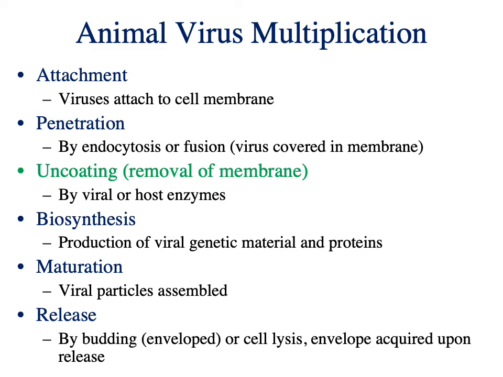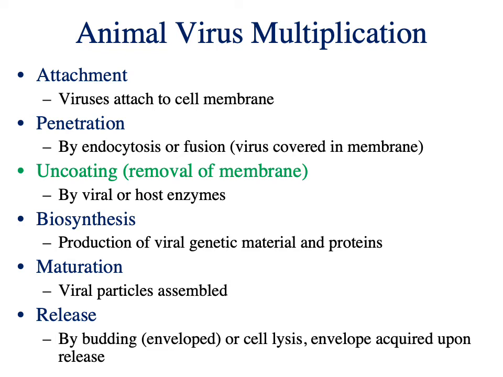Then it penetrates the host cell, which it does in a little bit of a different manner. It can come into the host cell by endocytosis, or it can fuse with the cell membrane of the host cell and come in that way as well. The unique step that occurs in animal virus multiplication is uncoating. Because that virus goes into its host cell via endocytosis or fusion with the cell membrane, it ends up having an extra coat on its genetic material when it enters into the cell.